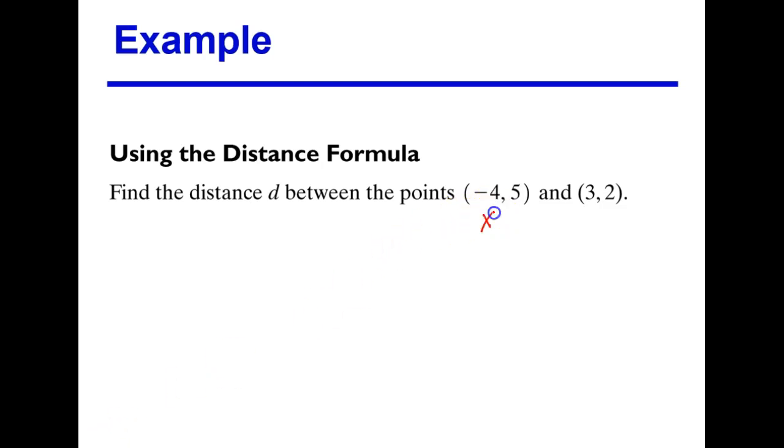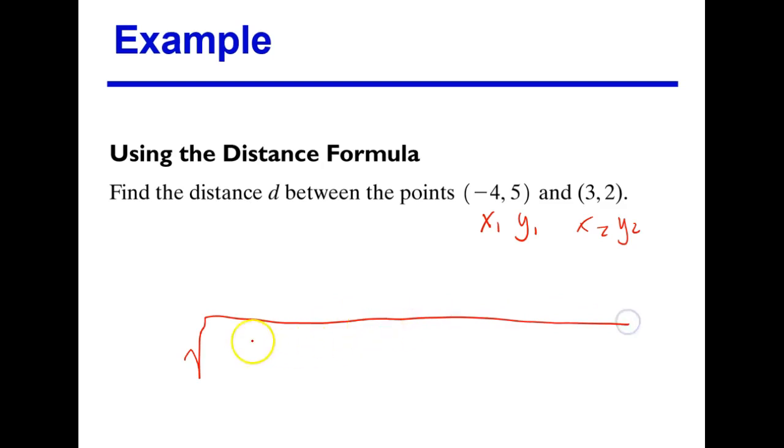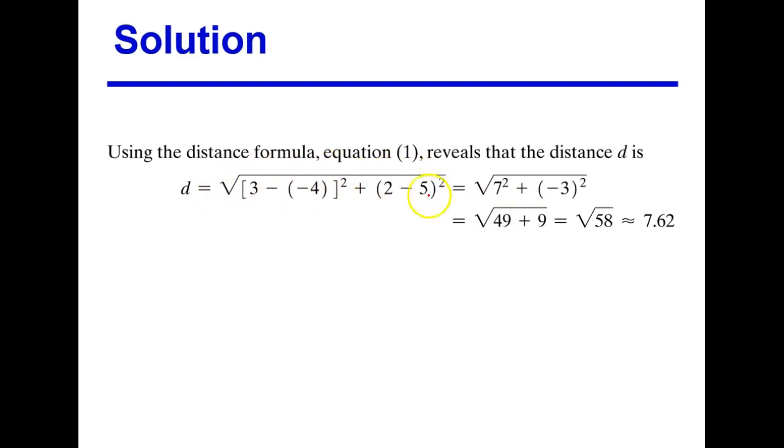But for this example, we're going to go ahead and use the distance formula. Here I have an x1, y1, and an x2, y2. Let's look back at what the actual distance formula is. The distance formula is the square root of x2 minus x1 squared plus y2 minus y1 squared. Now that I have this written down, I can plug in the information I'm given from my two points, and here's what I end up with.